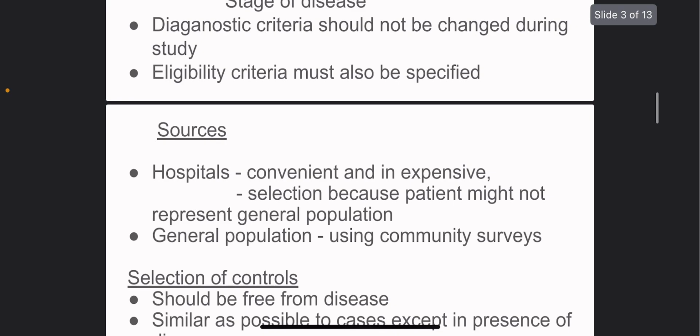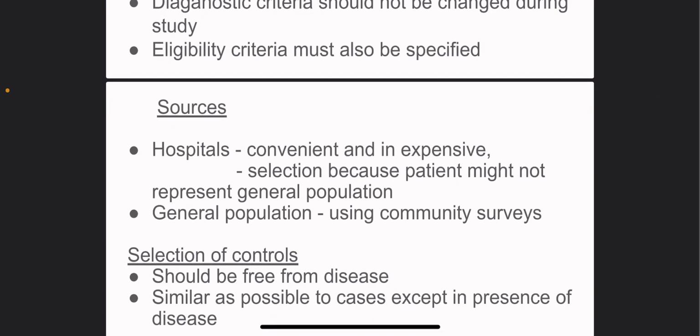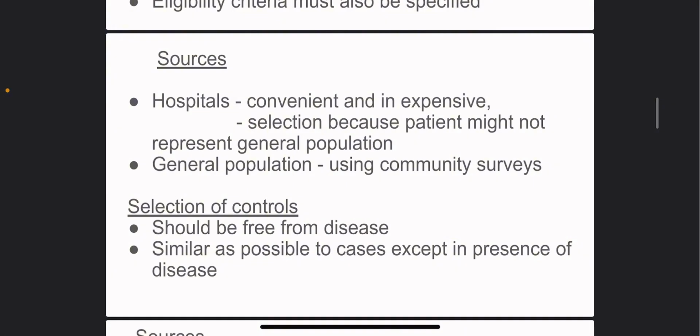Then sources. That means where do you get your cases? From where do you collect your information regarding cases? Either you can select them from hospitals or from general population. If you select from hospital, it is very convenient and inexpensive. But the problem is that the patients might not represent the general population. Okay. And if you want to select from general population, you can select by using community service.